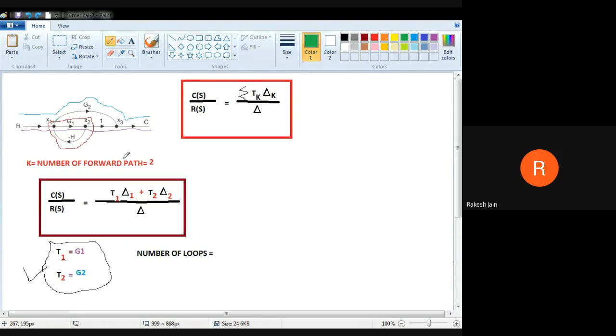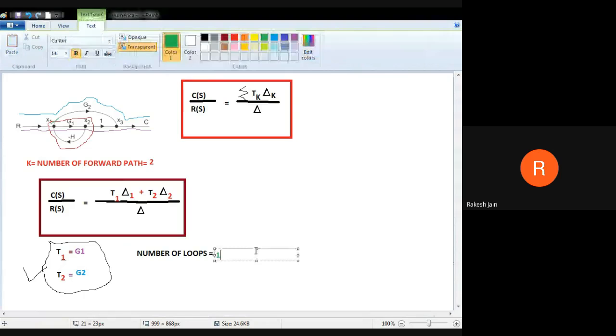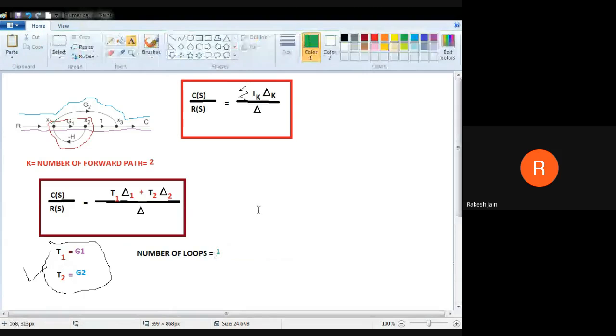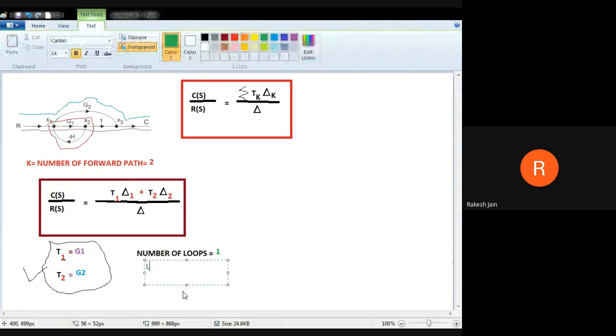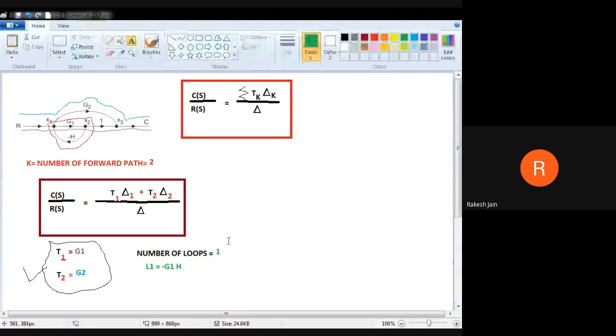So there exists only one loop, the number of loops is 1. Only one loop exists there, okay. Now the next step is to write down the loop gain. Because there is only one loop, L1 is there, and what is the gain? Minus G1H, because G1 is with a positive sign but H is with a negative sign, so when we multiply these two gains, minus G1H is my loop gain, okay.